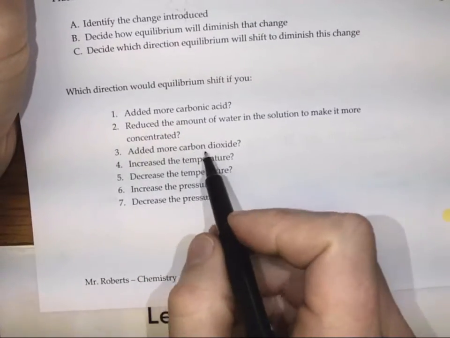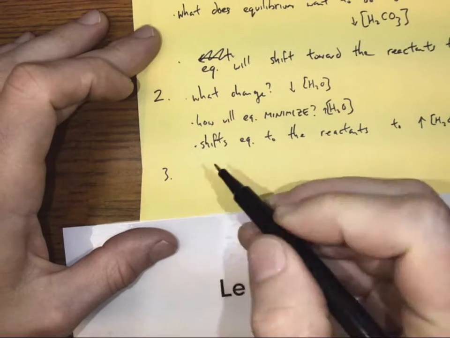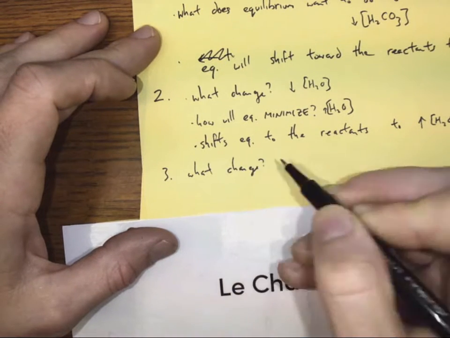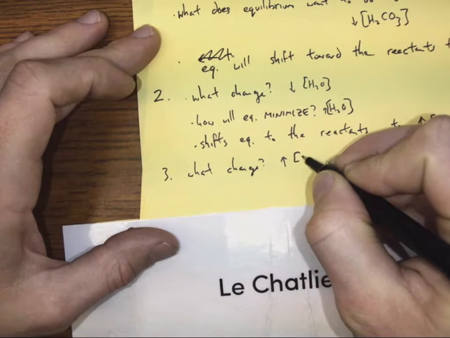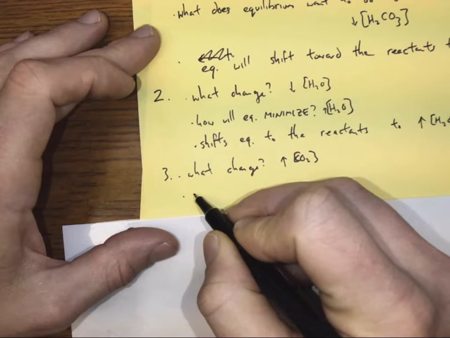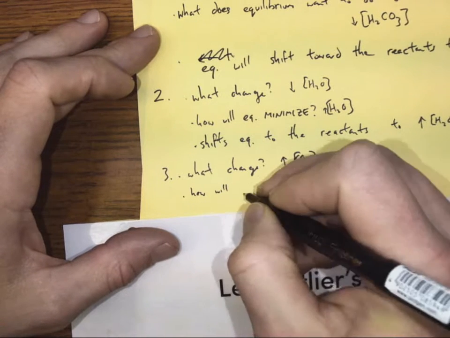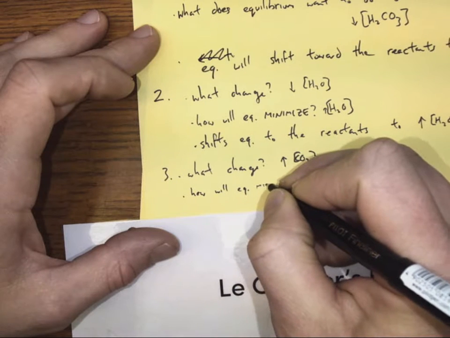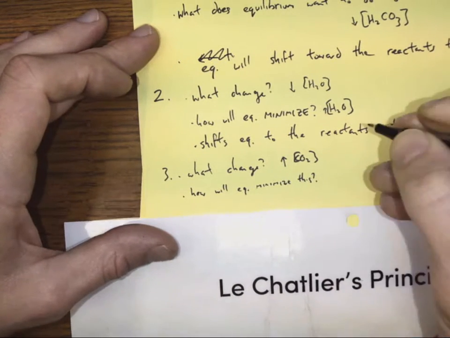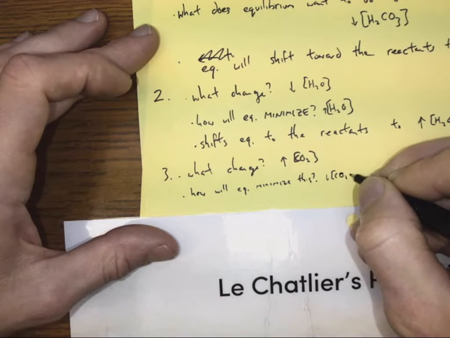So what if we added even more carbon dioxide? So what change will occur? Well, it's going to obviously increase carbon dioxide even more. How will equilibrium minimize this? It'll do so by doing the opposite. It decreases carbon dioxide concentration.